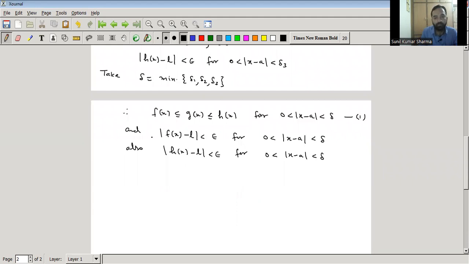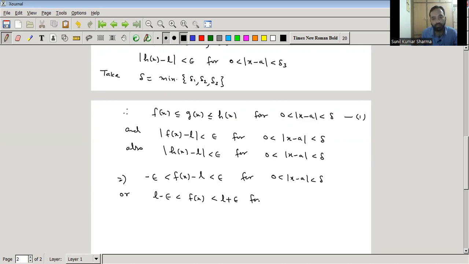So we can open, since mod f of x minus L is less than epsilon, this implies f of x minus L lies between minus epsilon and epsilon for 0 less than mod x minus a less than delta, or L minus epsilon is less than f of x is less than L plus epsilon. We add the real number L to all sides. So let this be 2.